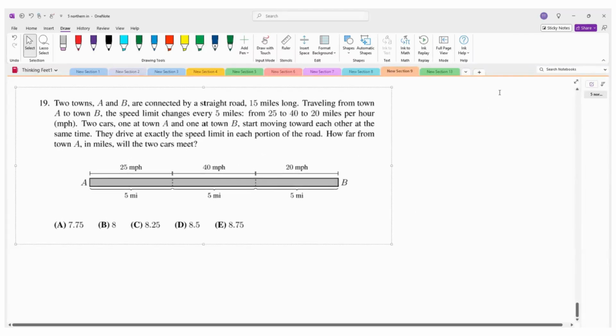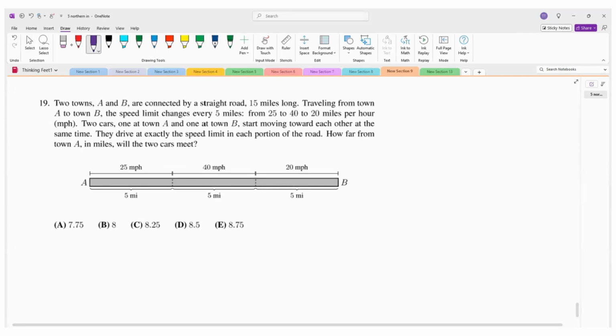Okay, so this looks like a question of distance, speed, time. And it's a bit long, so let's read it carefully. So I've got two towns connected by a straight road, 15 miles long. I see 5, 5, 5. Okay, makes sense. Traveling from town A to town B, the speed limit changes every 5 miles. As I can see, 25, 40, 20.